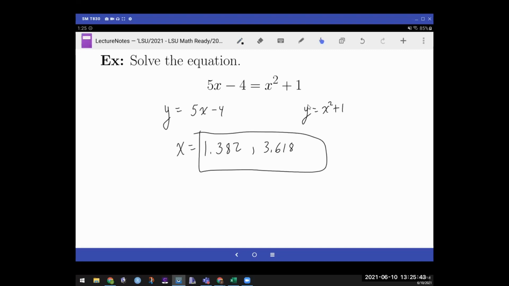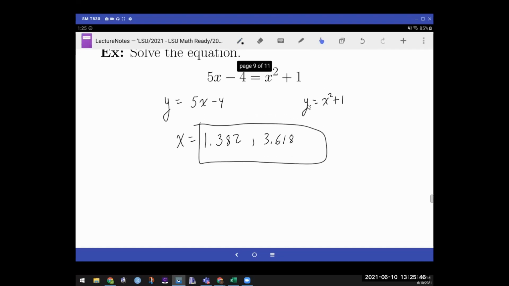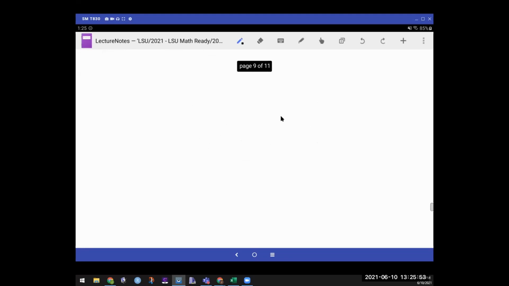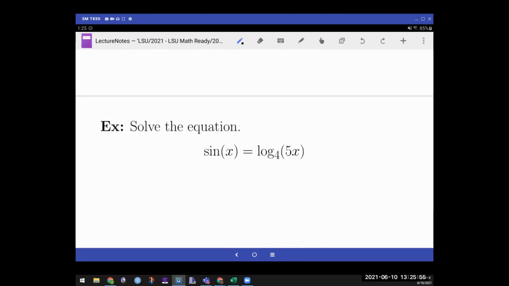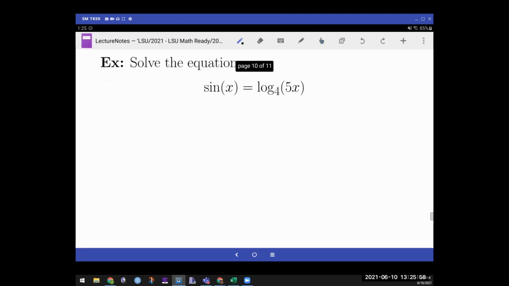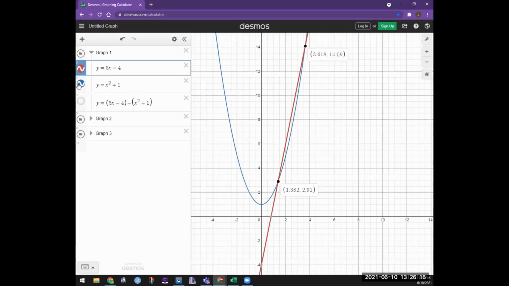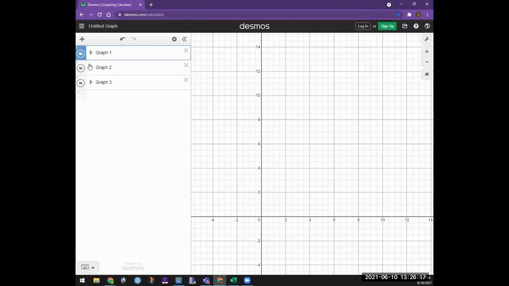The cool thing about this is that it gives me an approximated solution. If I solved it by hand, I can always compare what I found with this, and we'll see how close we are. If I go to this next example here, this is an uglier one, and I definitely don't want to do this one by hand. Sine of x, I'll graph, right? We kind of know what that looks like if you took trig. And log base 4 of 5x. Let me hide those and let's try that out.